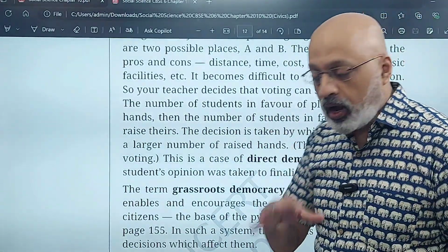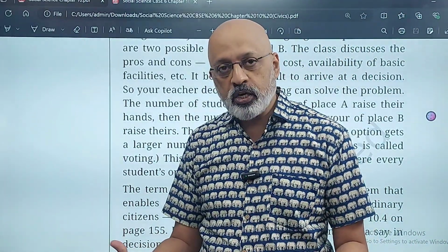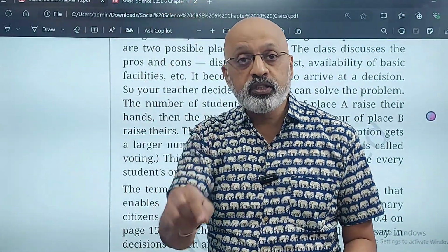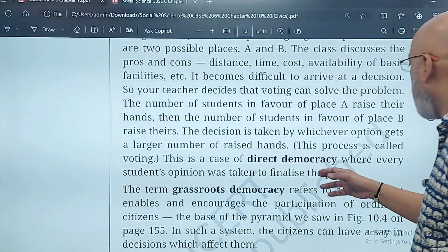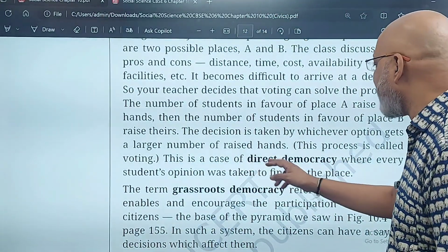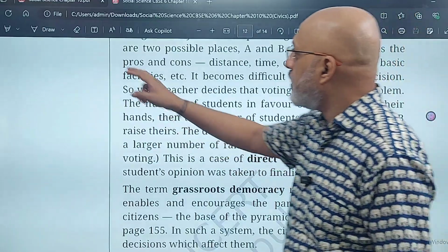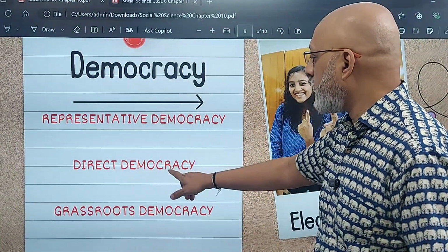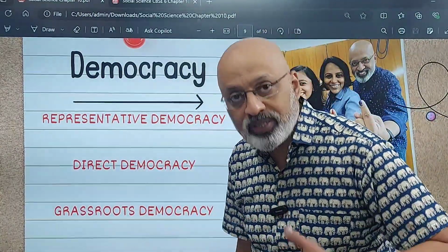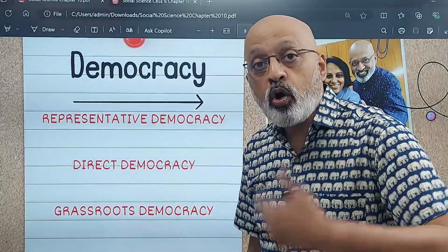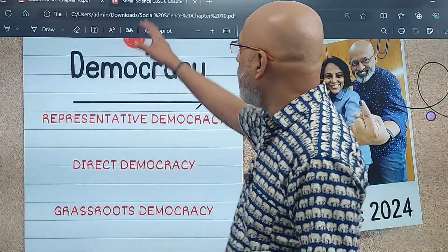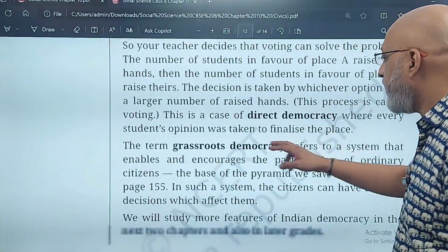I mean, like लोकसभा में अगर दोनों गवर्नमेंट और ऑपोजिशन का एक जैसा हो जाए, then speaker puts the casting vote. This process is called voting. This is a case of direct democracy. So the second part, representative democracy, then it is a direct democracy that you directly are part of the decision making process.